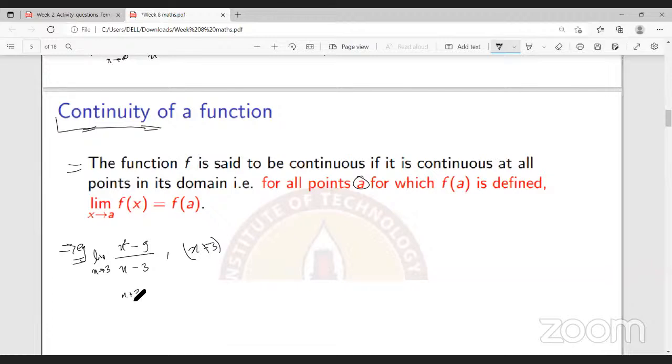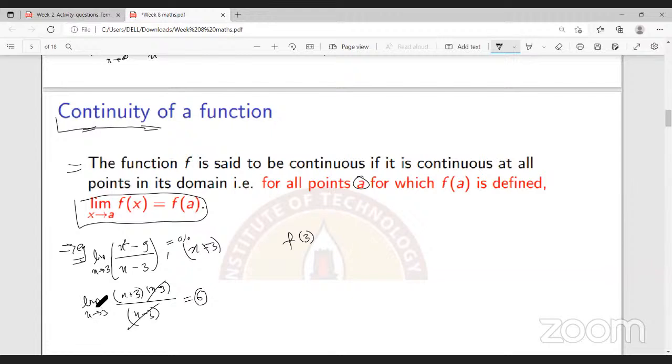(x plus 3)(x minus 3) upon (x minus 3), so I can cancel it out. The limit as x tends to 3 will be 6. So the limit of f of x is 6. But what is the value of f of 3? If I put 3 here, it will be 0/0, an indeterminate form. So I can say the limit of a function exists, but it is not continuous. By definition, limit x tends to a of f of x should be equal to f of a.